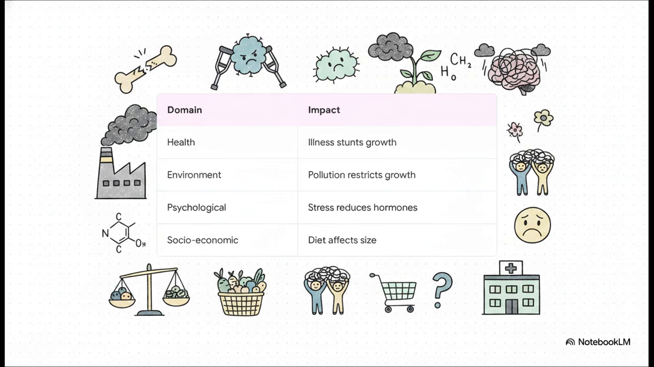And here's where it gets really fascinating, because genetics do not act alone. Not even close. A massive array of external factors completely dictates how successfully our bodies pull off those upgrades. Environmental factors, like heavy pollution, can literally stunt physical growth. Psychological stuff, like chronic emotional stress, can actually drop your growth hormone levels. Even this socioeconomic domain, meaning your access to good food and healthcare, can drastically alter your physical size and how fast you mature. Basically, this ultimate user manual is heavily shaped by the environment it's operating in.